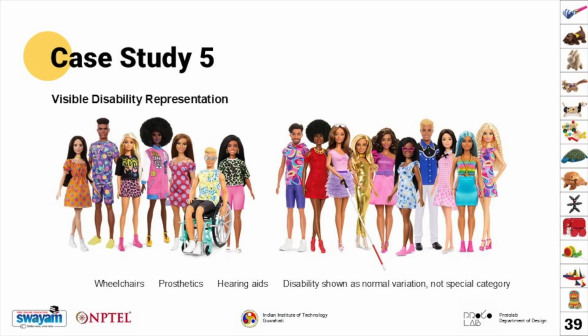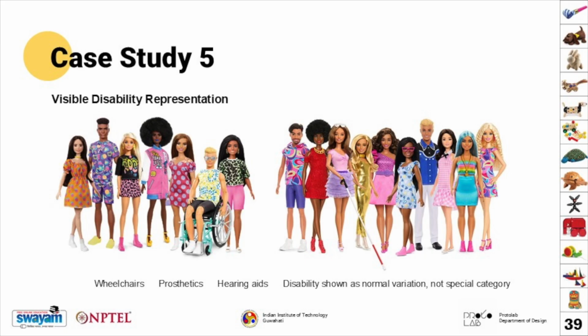Representation becomes especially powerful when it includes disability. Historically, disability in toys appeared mainly in medical or therapeutic contexts. That meant the child interacted with disability only as a condition to be treated. More recent dolls include wheelchairs, prosthetic limbs, hearing aids, and mobility aids within the same toy line as all other characters. Nothing about the play pattern changes.